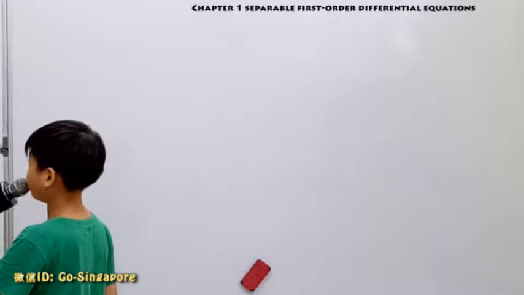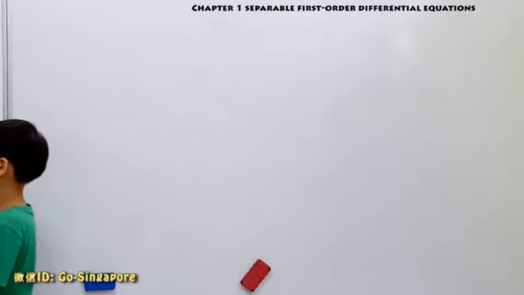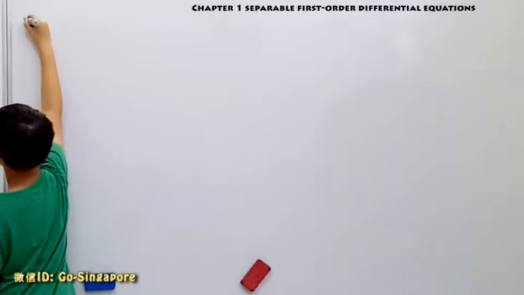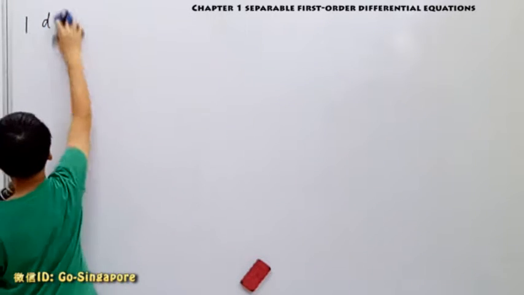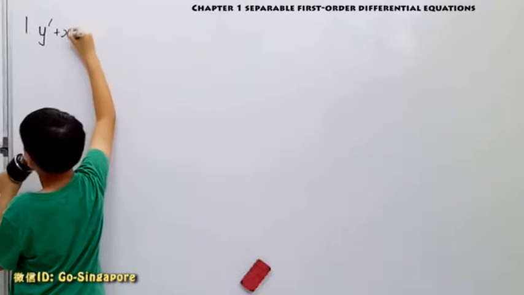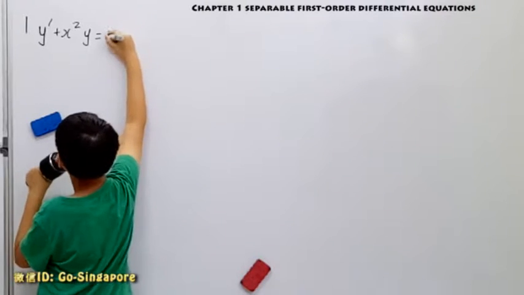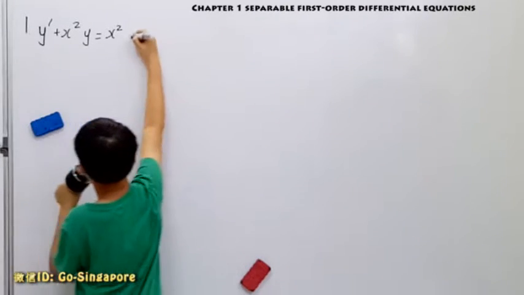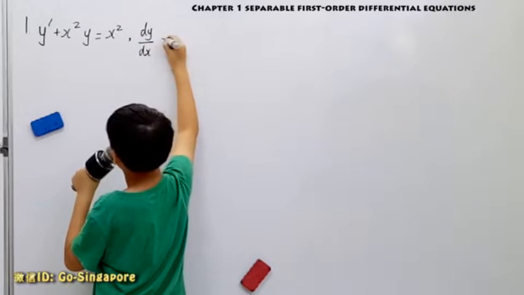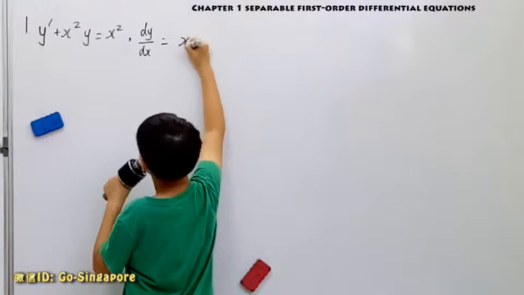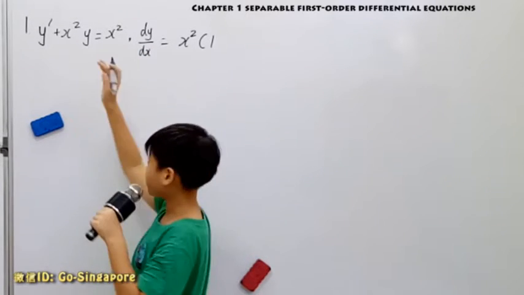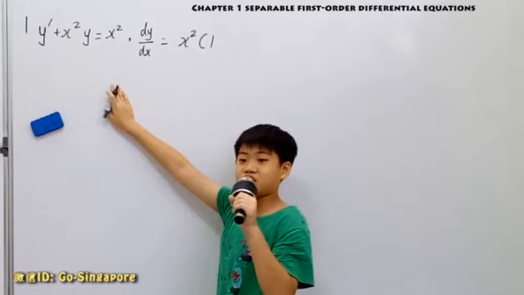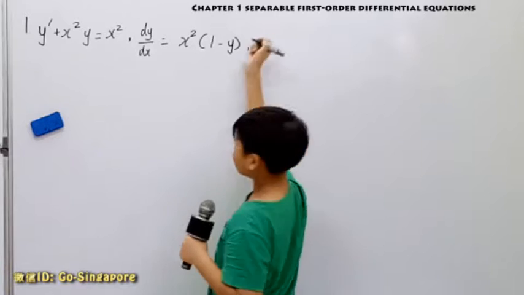So let's take a look at these differential equations. For all of these, you'll realize that there is a y prime. Let me just tell you that y prime is actually dy dx. So first, y prime plus x squared y equals x squared. For this, y prime we can just write as dy dx. So move this to the other side. This x squared, first here we can factorize the x squared, so here's a 1, and then plus the y, but remember plus y goes to the other side and becomes minus y. So it will be like this.